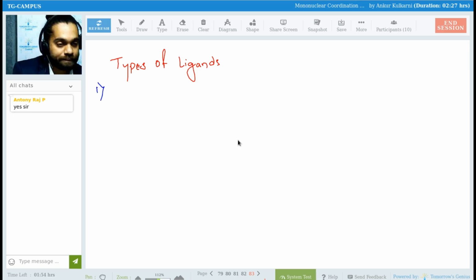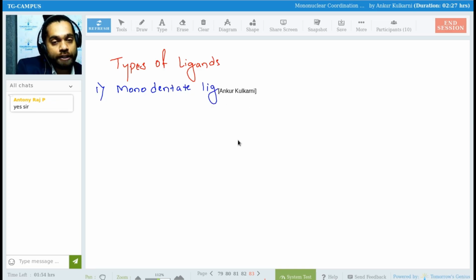Types of ligand. Give the heading. Okay, so types of ligand. The first type of ligand we have is a mono, or we call it a unidentate. Monodentate ligand. Give the first type of ligand, everyone write it down. Monodentate ligand, or it is also called unidentate.